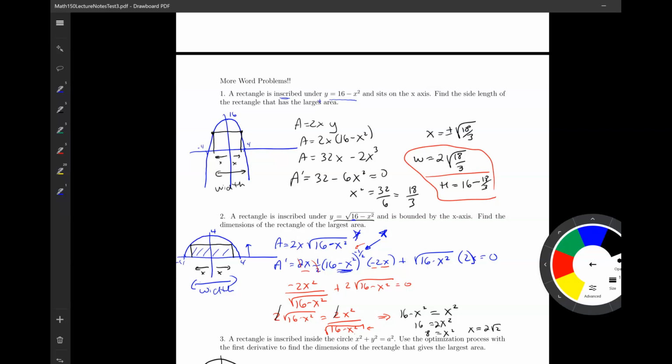So that's the width of the rectangle. And then the height, the width of the rectangle would be 2 of those, so 4 root 2. The height of the rectangle would be the y value, so that would be the square root of 16 minus 8, or the square root of 8. So that would be the height.